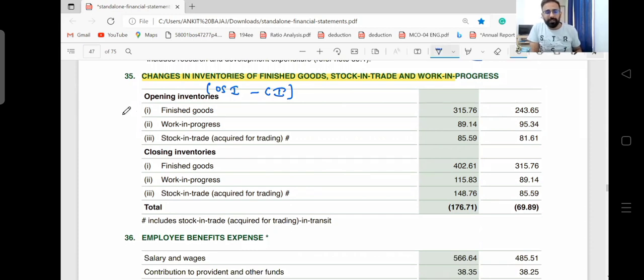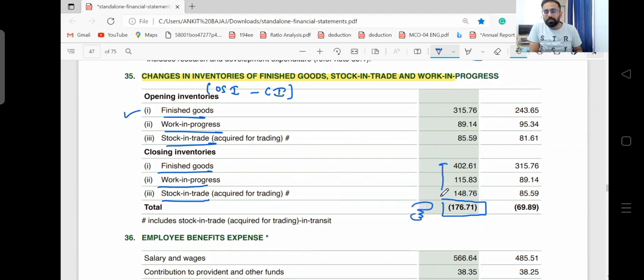They have taken opening inventory of finished goods, WIP, and stock in trade, right? And after that, they are reducing closing inventory of finished goods, work in progress, and stock in trade, right? This total is given, and what final amount did they get here? They got 176.71. Now you might be thinking why this amount is negative.